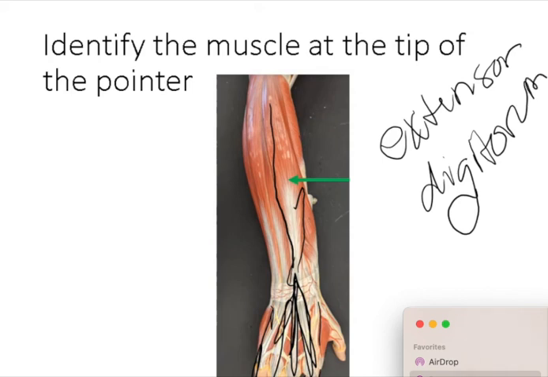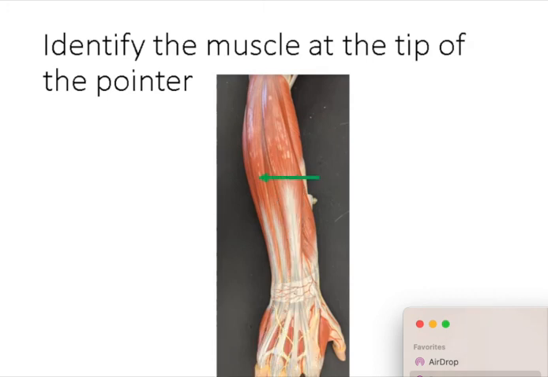Okay, so this is like the one in the leg, if you remember, that had those tendons that went down towards the toes. That was the extensor digitorum longus. This is the back of the hand, extensor digitorum. All right, so we have a muscle on either side of the extensor digitorum.